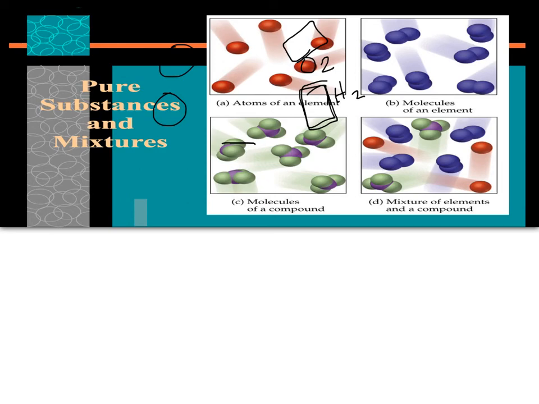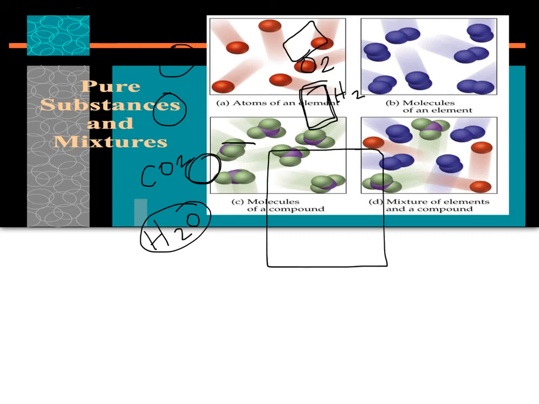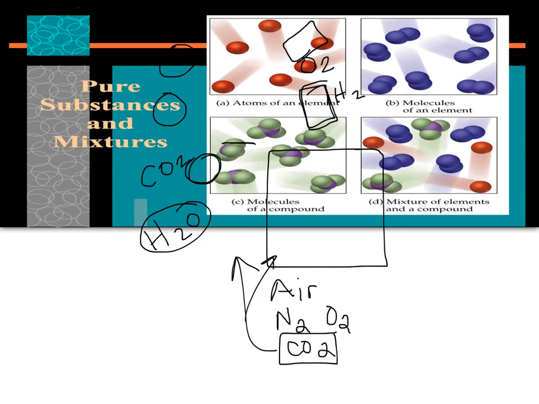In a compound, I'm going to have different elements. So maybe this one is CO2, and these are carbon dioxide molecules, or maybe it's water, and these are water molecules. But they are still going to have an equal ratio of each element. If I have a mixture of elements and compounds, a good example of this would be air. Air is a mixture of elements and molecules of an element. N2, O2, carbon dioxide is a compound. So we can see that we have many different things put together in this mixture.